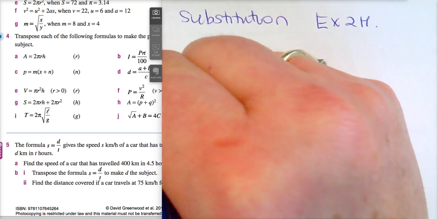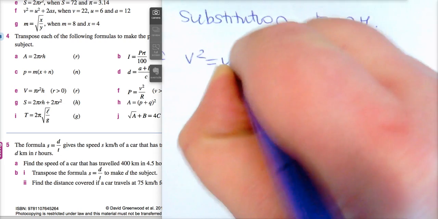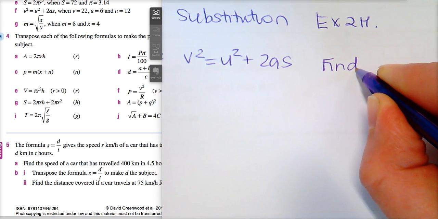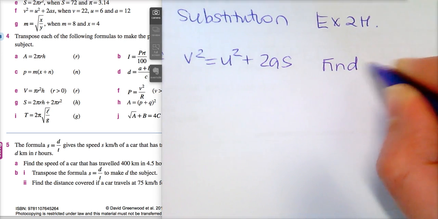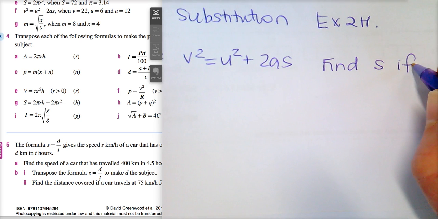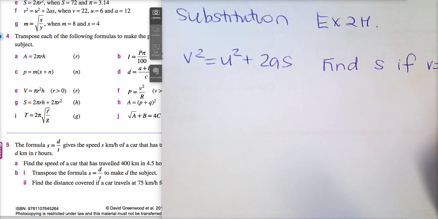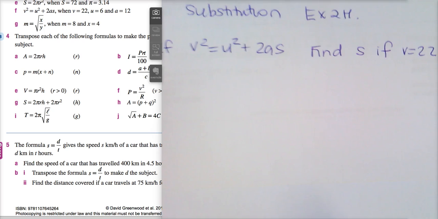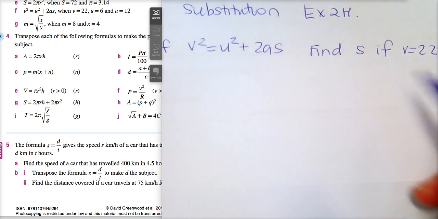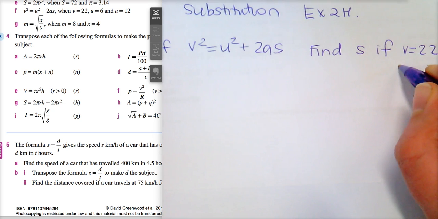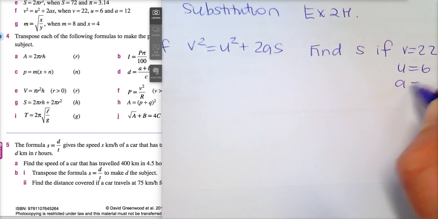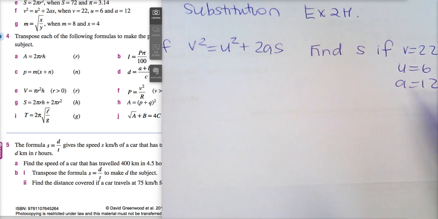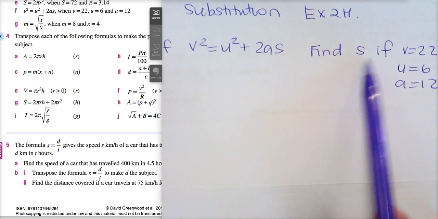First question, question 2F. If V squared equals U squared plus 2AS, find S if V is 22, U is 6, and A is 12. Actually, this one's pretty easy. I probably shouldn't have chosen this one. You're trying to find S.